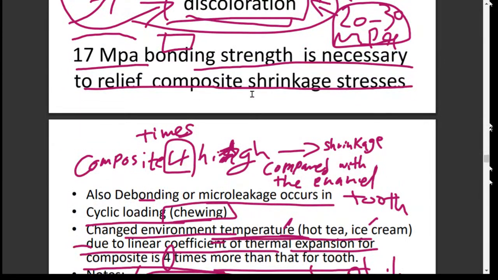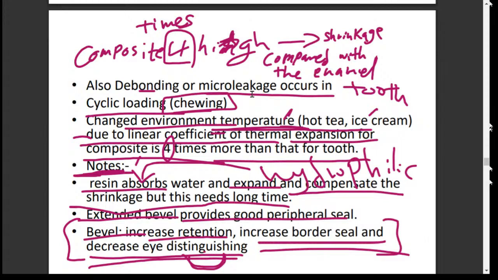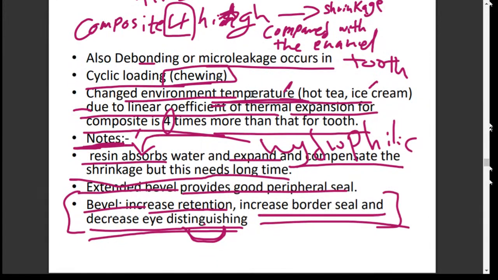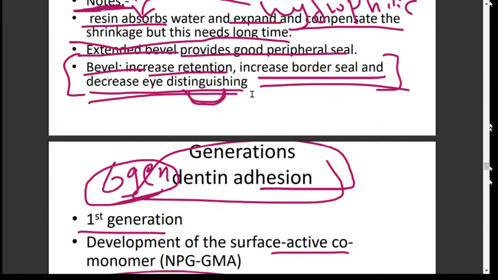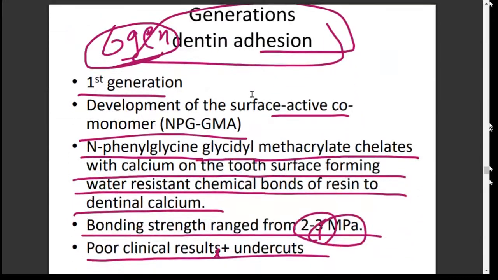14 MPa is the polymerization shrinkage of the composite. Debonding and micro leakage occur with cyclic loading from chewing. Changes in environmental temperature, like hot tea, will shrink the composite even more.